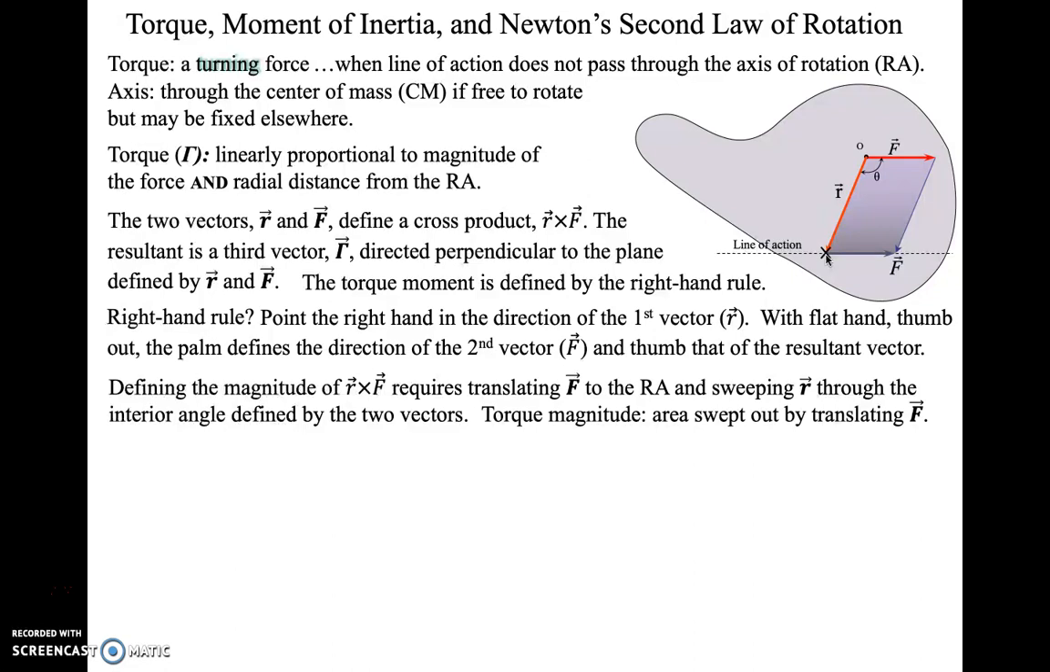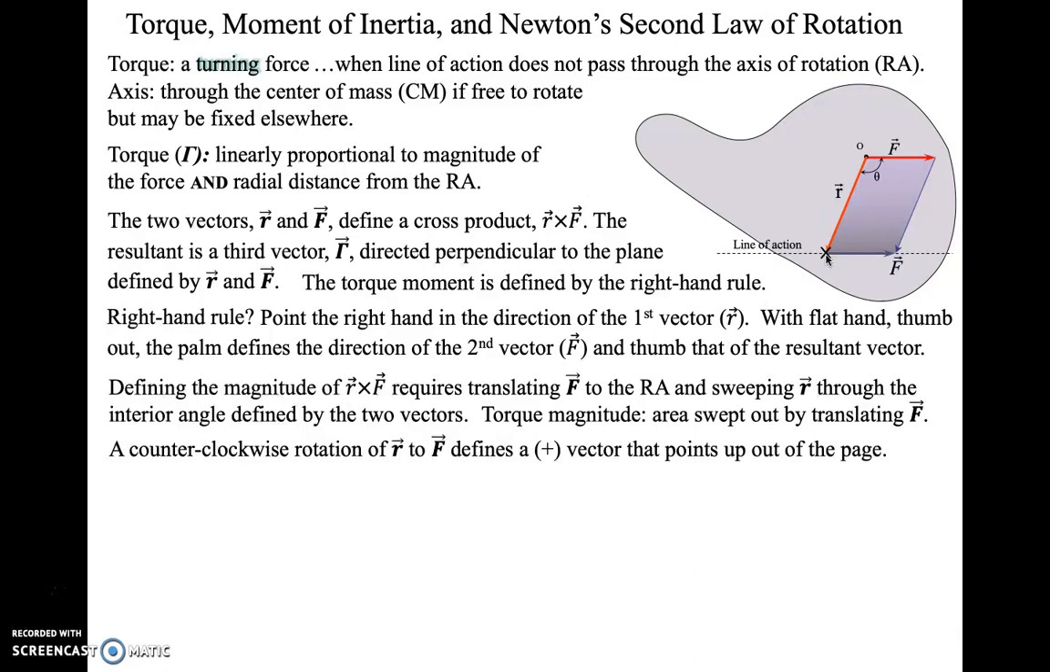That angle theta there looks greater than 90. So we can imagine, first, the way we're sweeping r into F defines a positive vector because it points out of the page. Counterclockwise is positive. Sweeping r into F is a counterclockwise rotation. It's easier to visualize when we have the two vectors tail to tail.